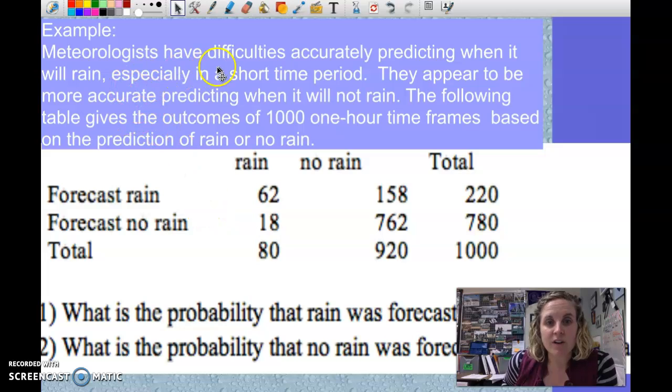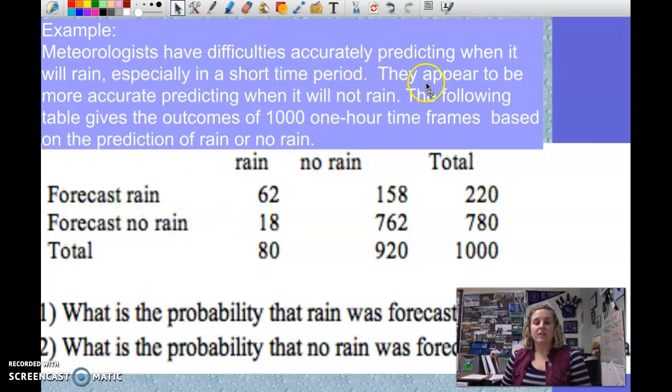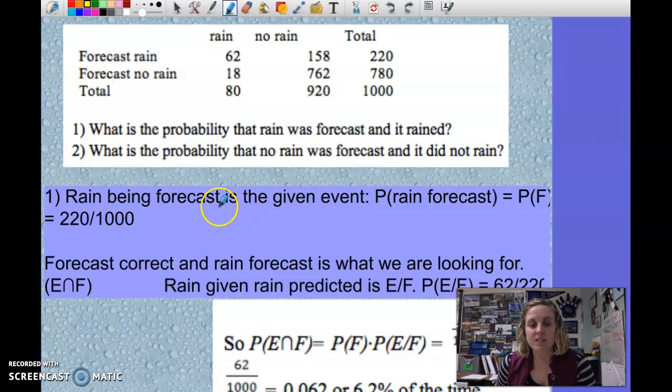So we've got meteorologists who have difficulties predicting weather, especially rain, in a short time period. They appear to be more accurate predicting when it's not raining. The following table gives outcomes for 1,000 1-hour time frames. So rain forecasted, no rain forecast. So this is how many times they forecast rain and it did rain, forecast no rain and it didn't rain, and then here are your totals. What is the probability that rain was forecasted and it rained? So we're talking about, what's the given? We know that rain is being forecast.